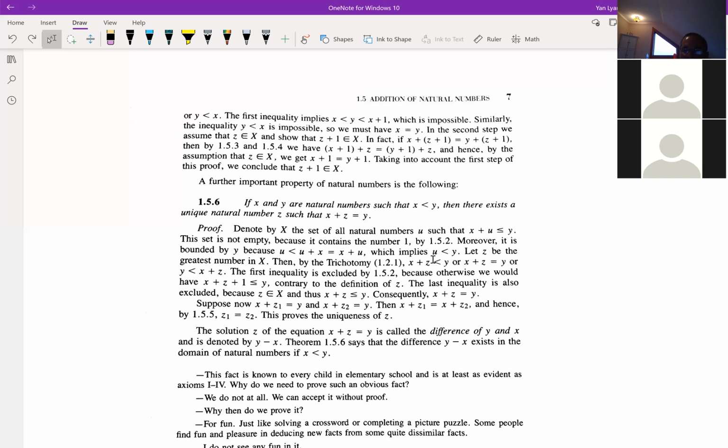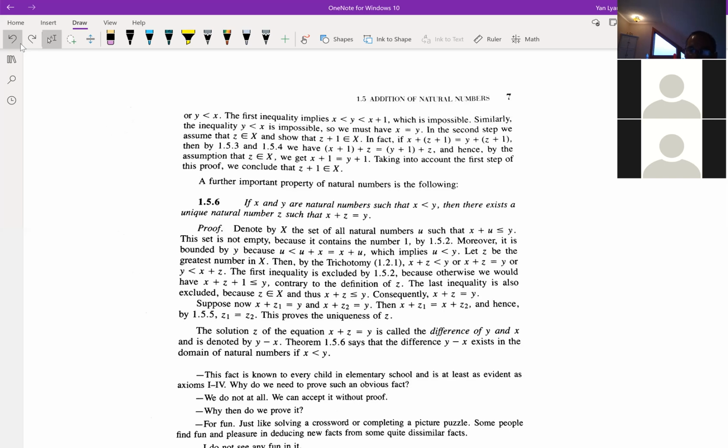And do we have a greatest element? Yes or no? I guess, because it's bounded. That's axiom 3, right? So this is not nonsense. This is real, non-empty.